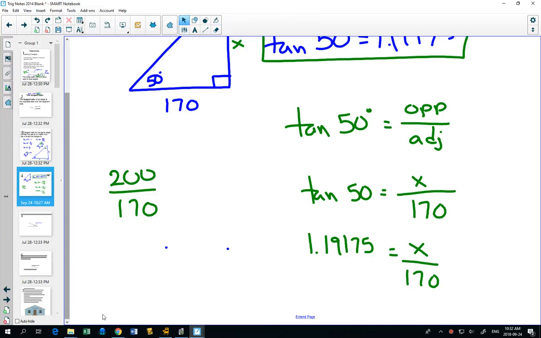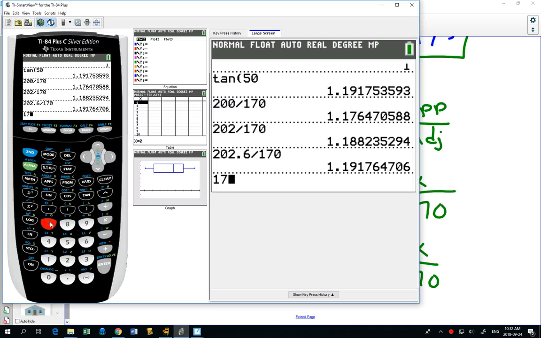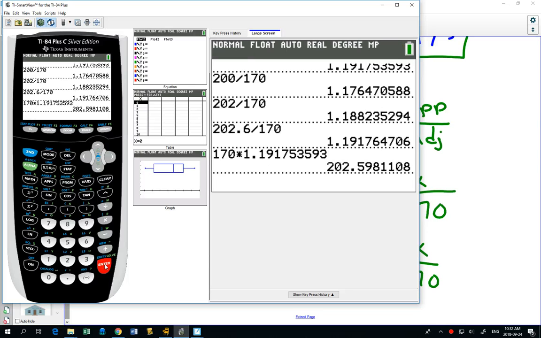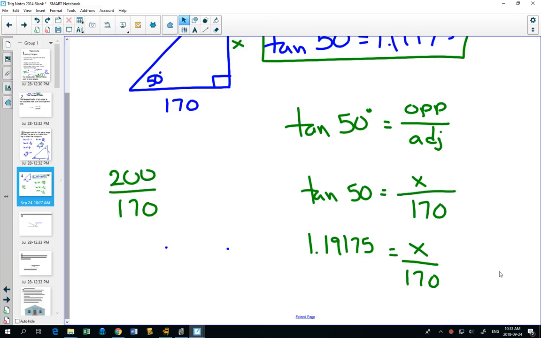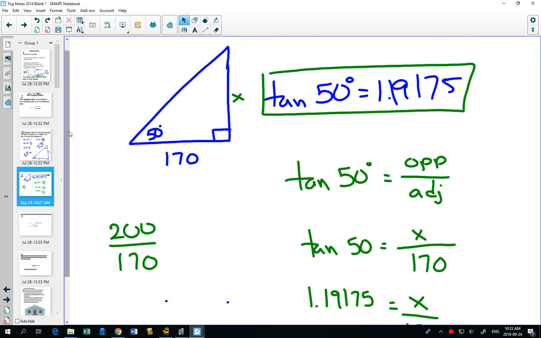So if I go to my calculator and I go 170 multiply by, and I'll steal this number from up here for now, we get 202.598, or 0.6 is really, to one decimal place, 0.6 is perfect. But if we wanted to be more accurate, and so using the value that Nick gave us, we now know from our calculator that this other side has to be 202.6.